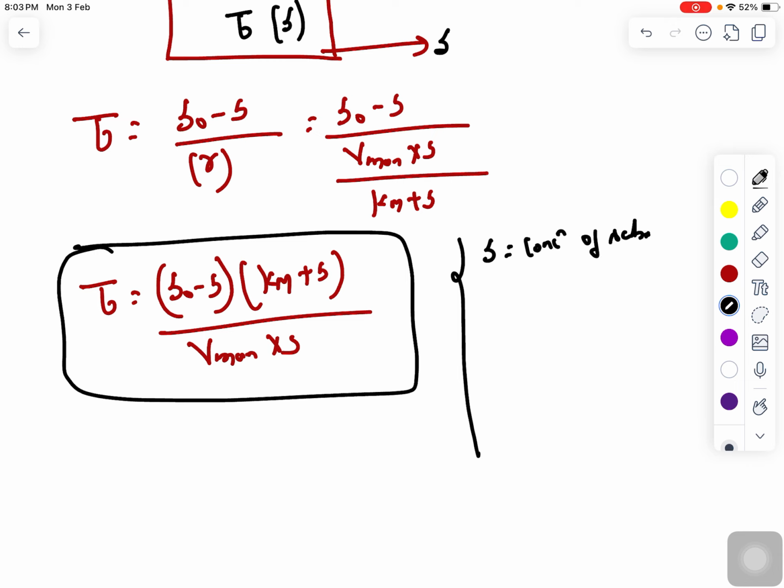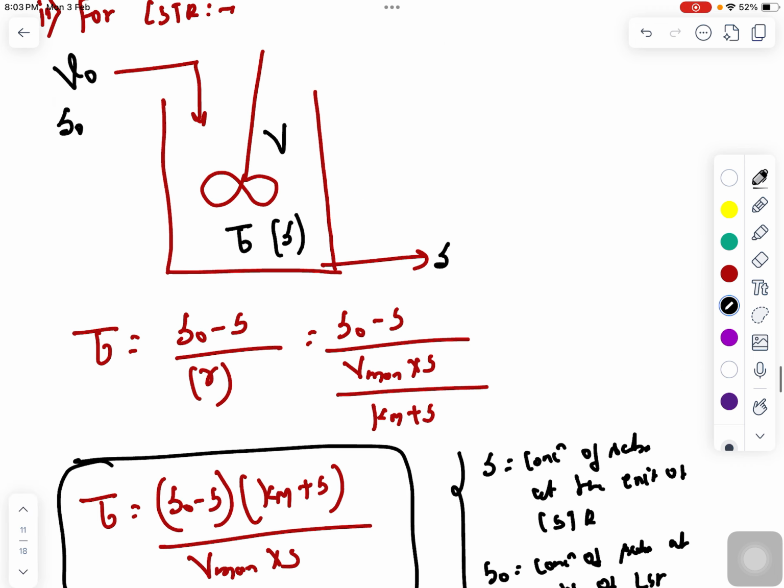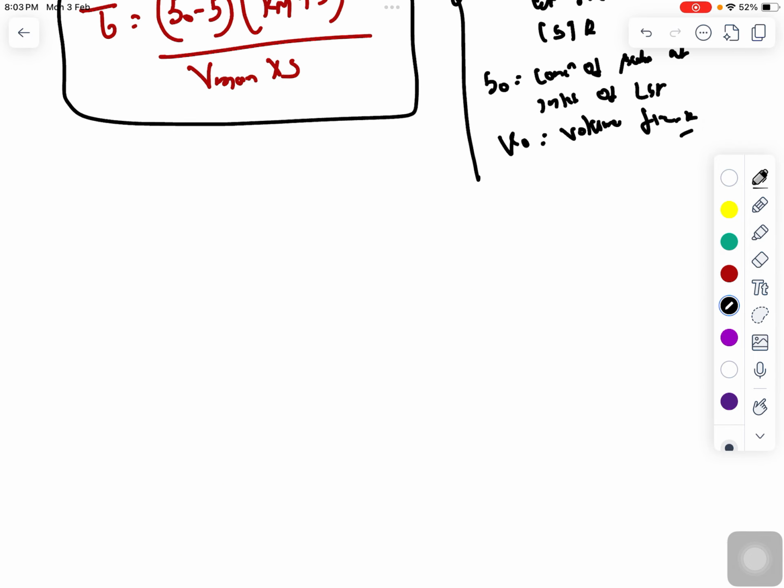concentration of substrate at the exit of the CSTR, and S naught is the concentration of substrate at the inlet of the CSTR, and V naught is the volumetric flow rate. So these kinds of things can be asked in your examination, so you have to be prepared with that. Okay, so this is all about how this kinetics works in a plug flow reactor and CSTR, and how you can calculate the space time for a CSTR and the time required to decrease the concentration of substrate from S naught to S in a plug flow reactor.